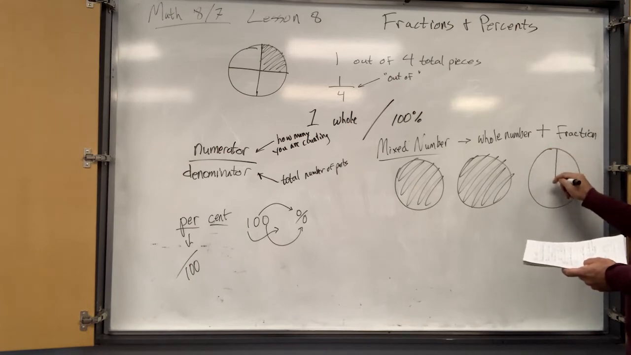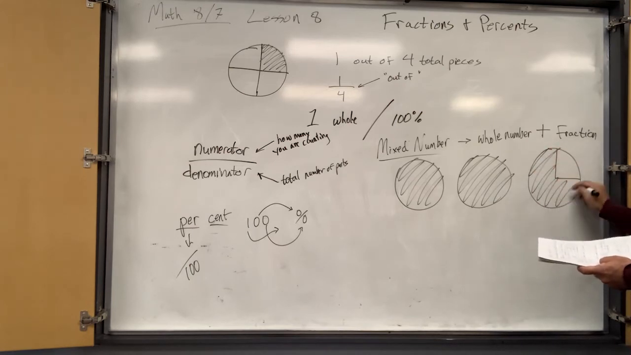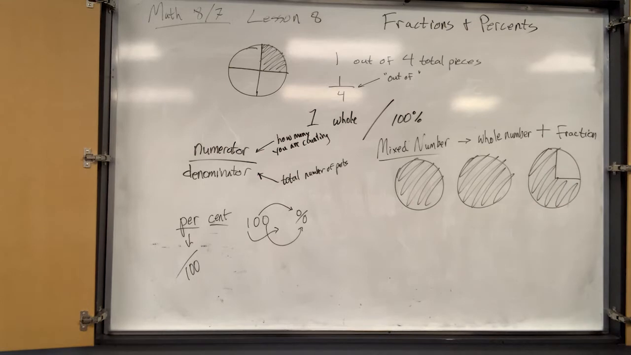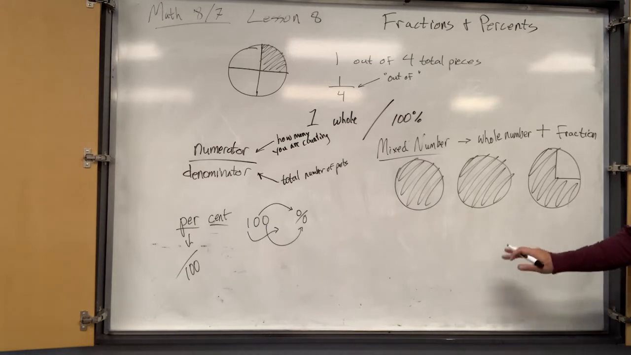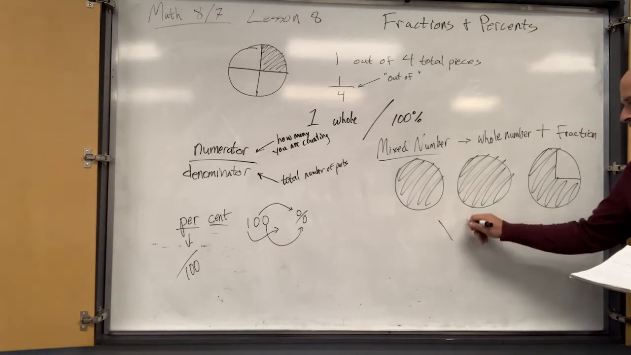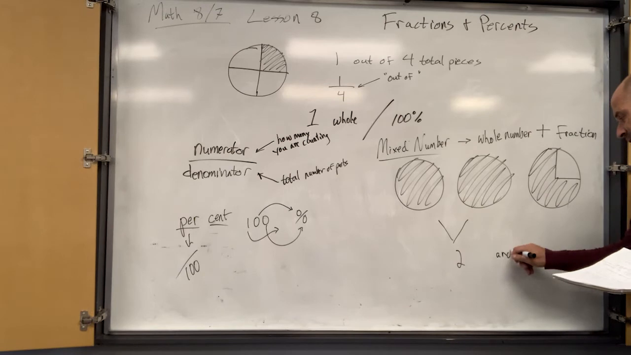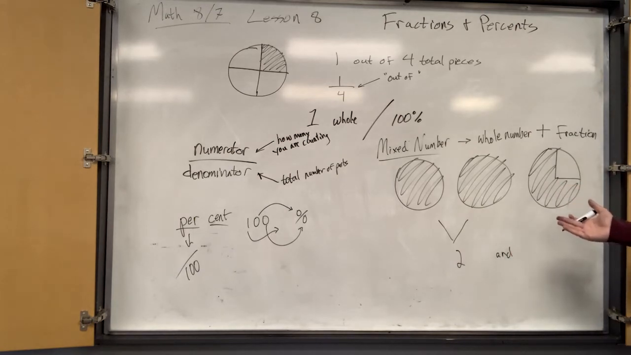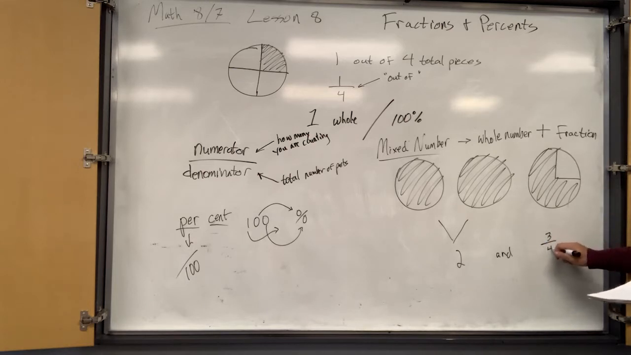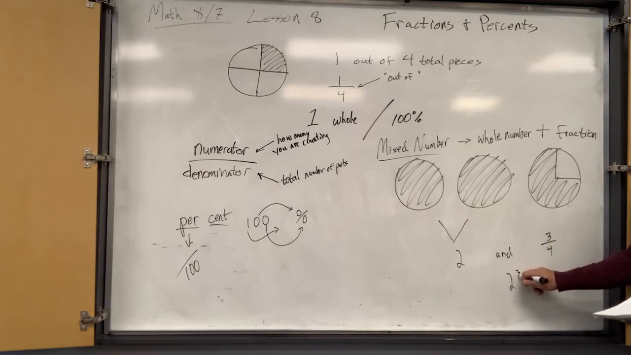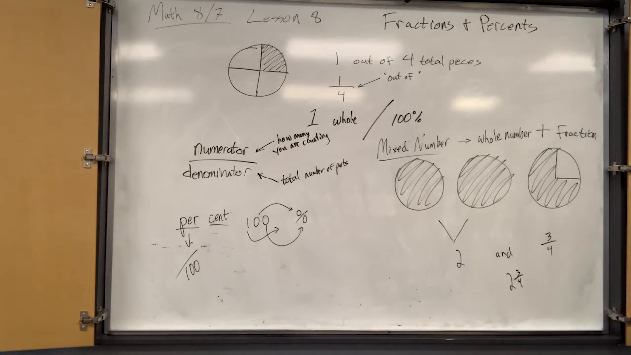So how many mud splatters is this? Hunter knows. Anyone else? What is it? 2 and 3/4. So this is 2, and this looks like 3/4 of the circle. So we would say 2 and 3/4. Once you get to the fraction part, that's the only time you can say "and." Or if you get to a decimal, you can say "and," okay?